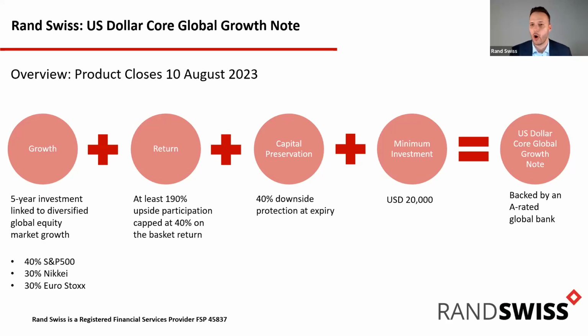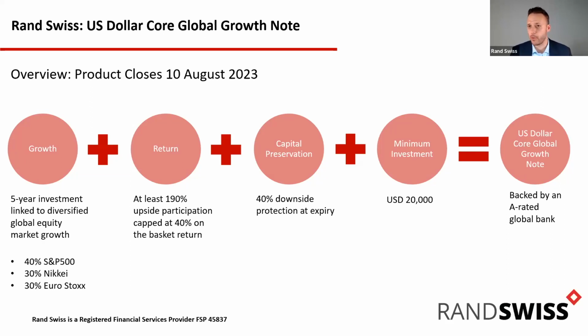And then essentially the whole note is backed by an A-rated global bank. And I'm going to go through the issuers and how we select issuers further in the presentation. So that's essentially what the note does. It closes on the 10th of August. These kinds of investments are not like shares, where you're going to buy and sell them in the secondary market. This is almost like an IPO. We run typically around 4 of these per year.